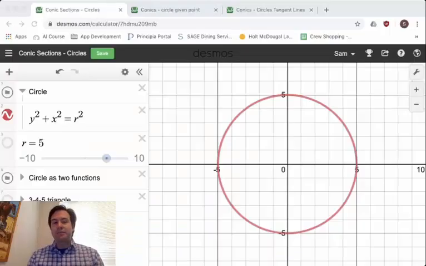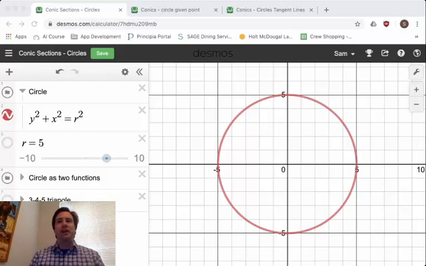Today, we're going to look at circles. Circles are probably the simplest of the conic sections, and it's going to be our first conic section that is never a function if we're talking about the graph of the entire circle.